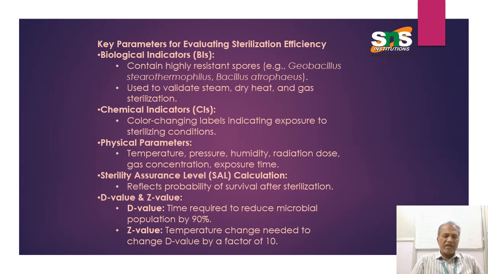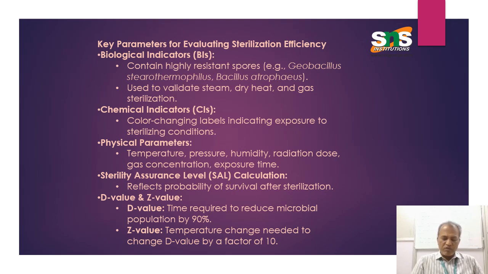Next, chemical indicators. What are the chemical indicators? They are color-changing labels indicating exposure to sterilization conditions. There are many color-changing chemicals attached with sensors nowadays. They are fitted inside the cabinets to evaluate the sterilization efficiency, like how the conventional phenolphthalein indicator changes its color to give the result. The same thing applies here. Once the sterilization is complete, based on its efficiency, it develops the colors.